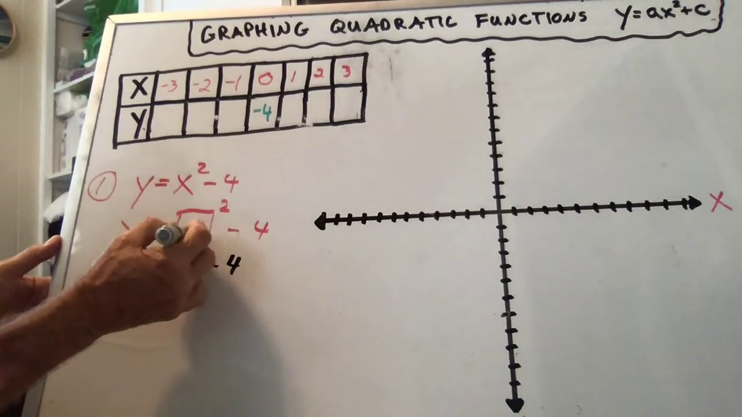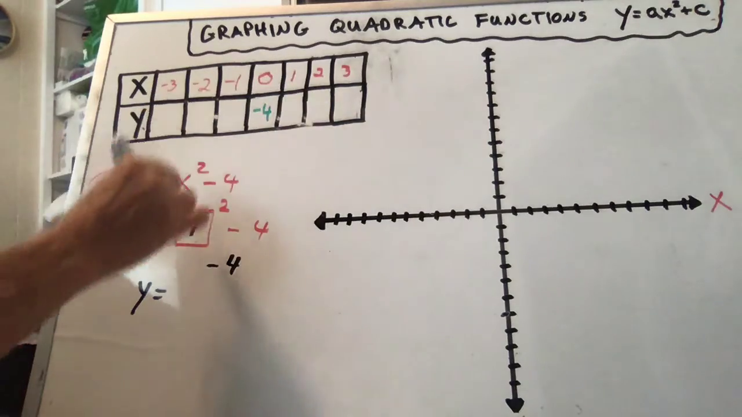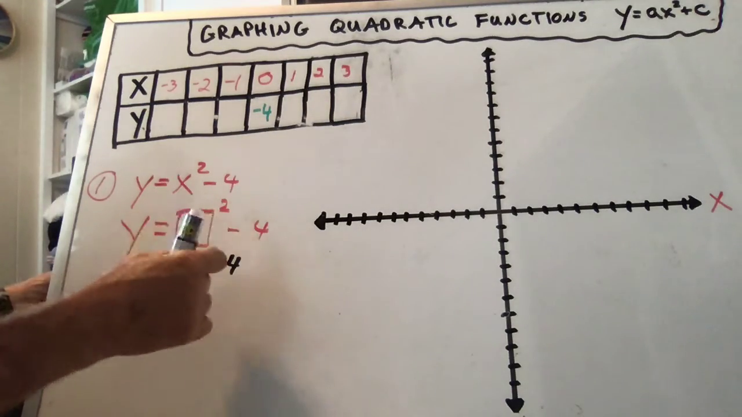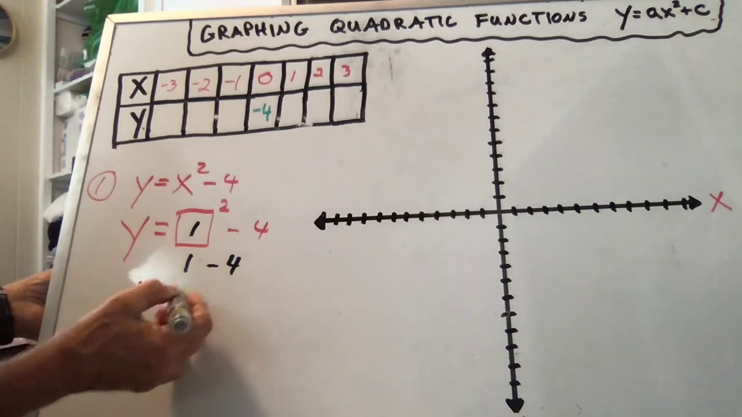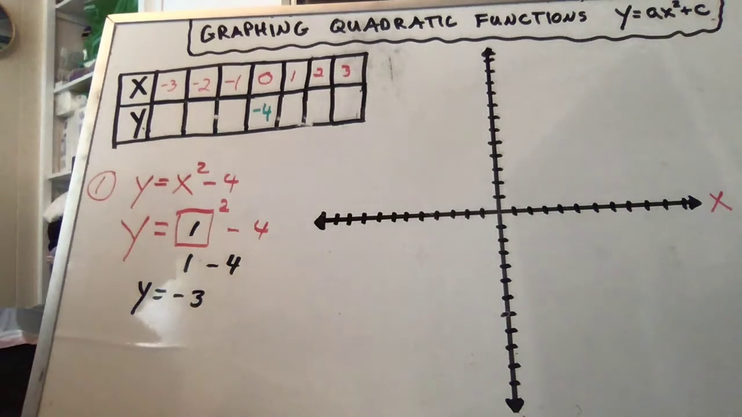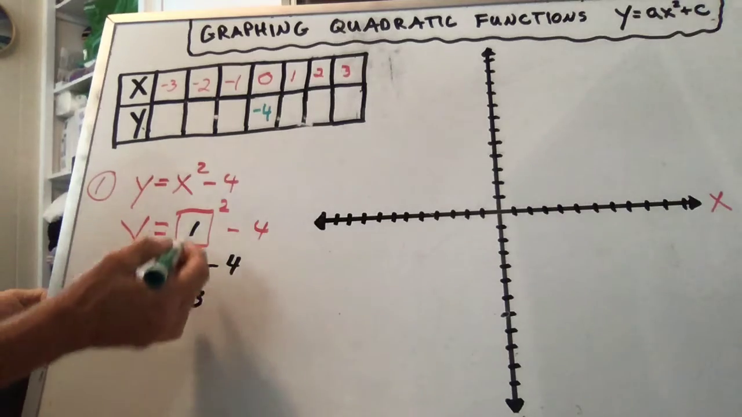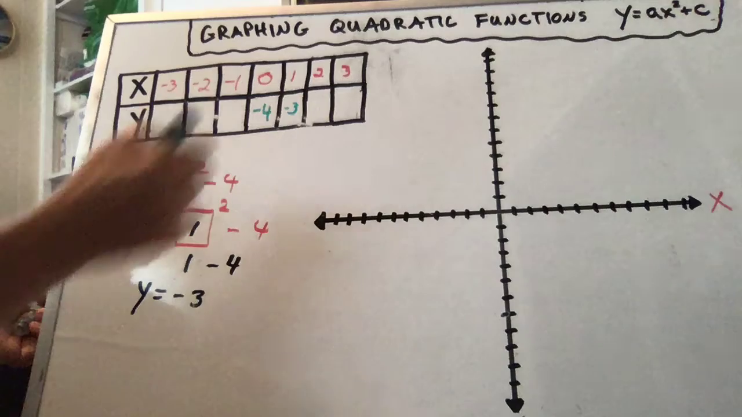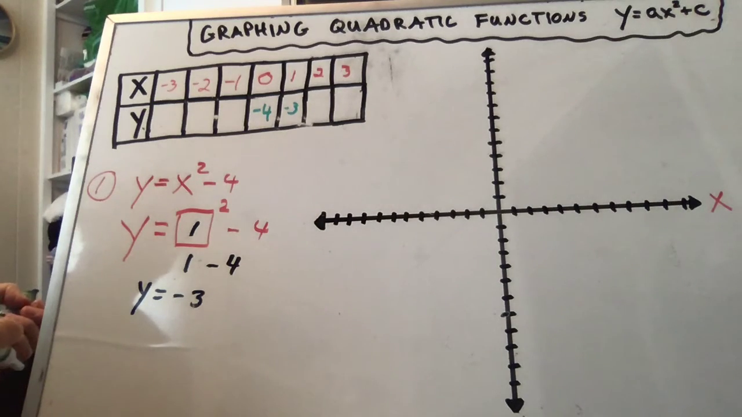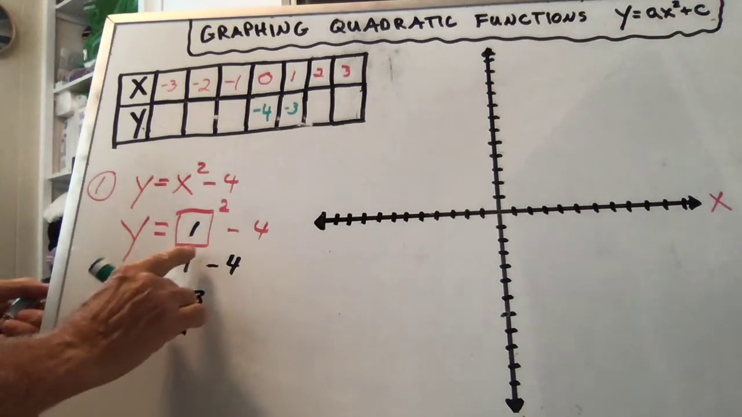And we'll put 1. So now we're putting the 1 here. 1 squared, 1 times 1 is 1. 1 minus 4 is negative 3. So when x is 1, y comes out to be negative 3.